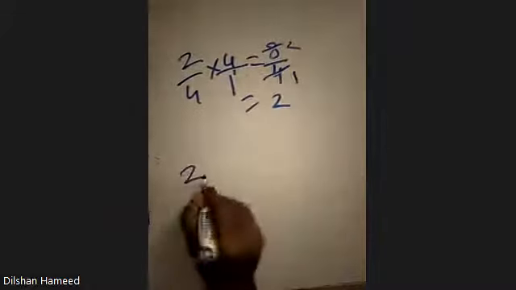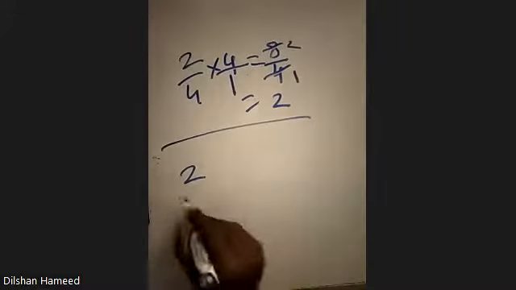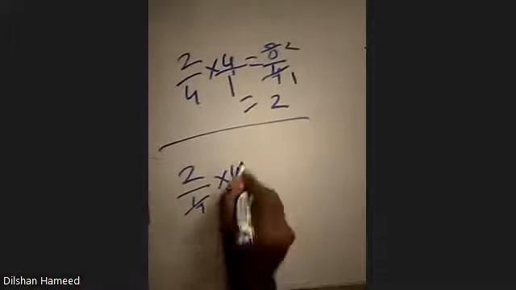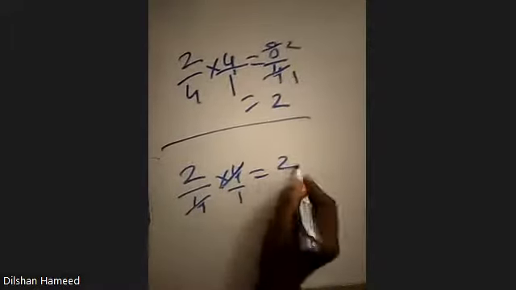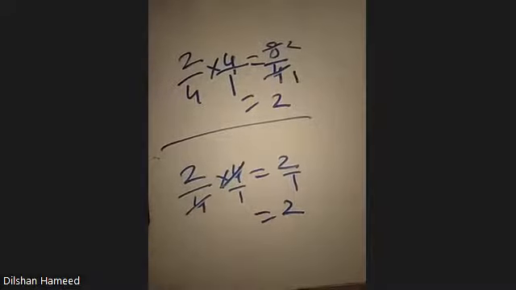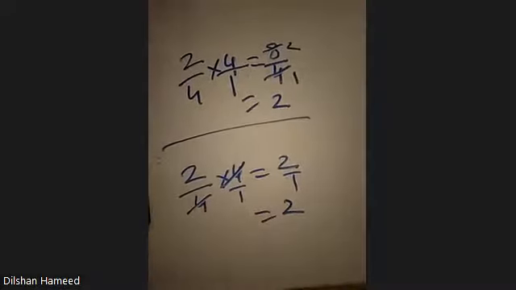Or else you can do the second method, which is 2 upon 4 into 4. Okay, you cut this 4 and 4. So you get the answer 2. Equal to 2. Clear? Because 2 is here, this 1 is here. So the answer is 2. First question, clear? Was this your question?